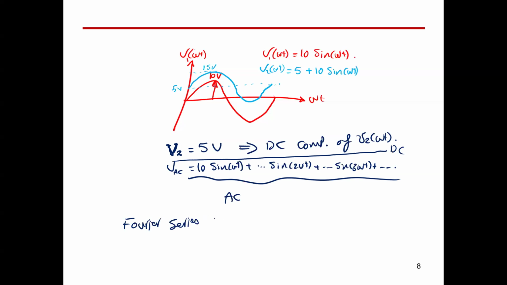Maybe you will learn this in signals and systems. The Fourier series for any waveform, V of omega t, equals, firstly, the DC component, VDC, plus all VAC, and VAC includes all of the harmonic or frequency-dependent parts. So let's go back again to our equation.